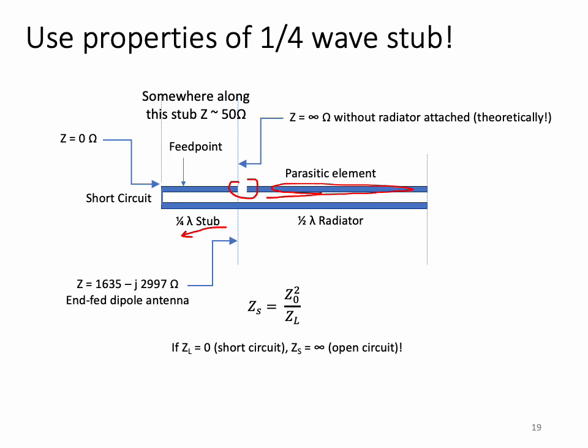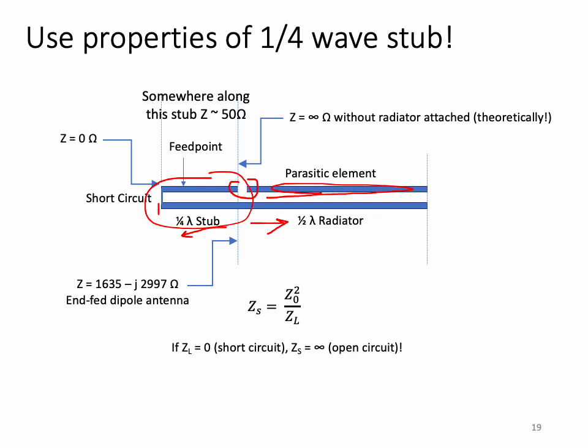Looking into the radiator at this point, we see that the end-fed impedance is roughly 1600 minus j3000 ohms. This high impedance is then transformed by the quarter wave stub to a very low impedance. In this J-pole design, the quarter wave stub is actually shorted at its other end, right here.